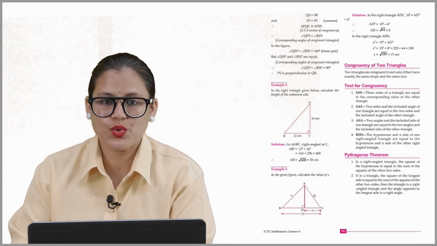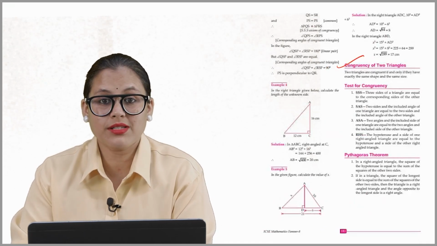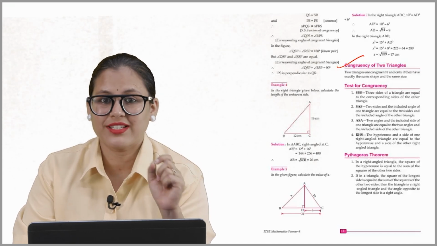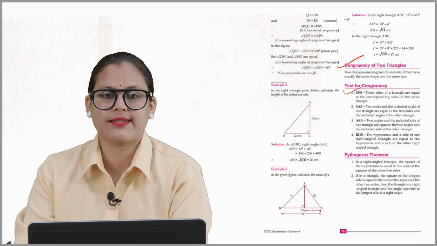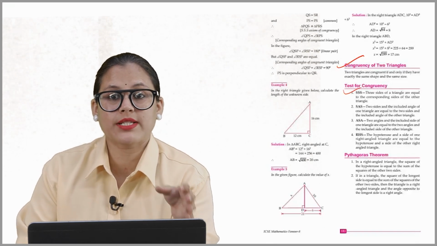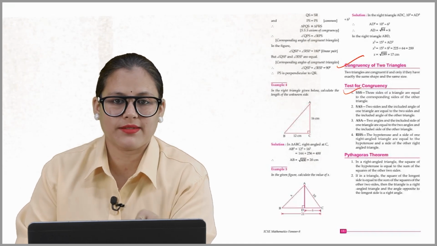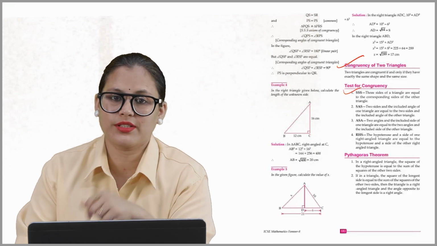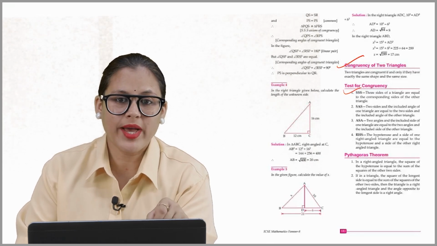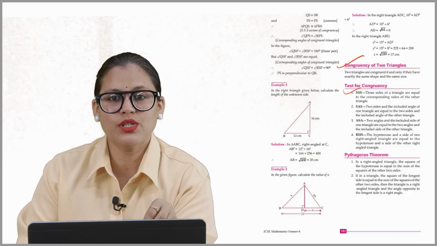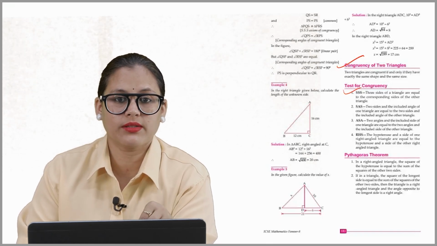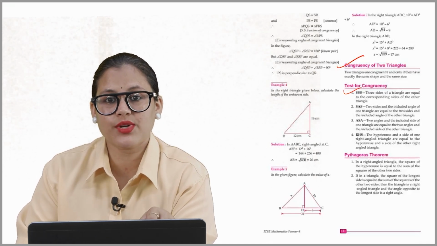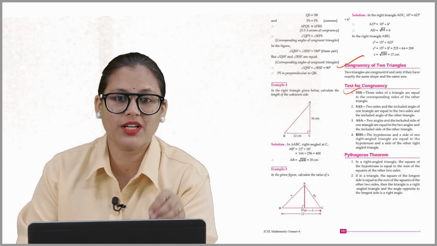Next, congruency of two triangles. Two triangles are congruent if and only if they have exactly the same shape and the same size. Remember that. Test for congruency. Number 1 is SSS. 3 sides of a triangle are equal to the corresponding sides of the other triangle. 2. SAS. 2 sides and the included angle of one triangle are equal to the 2 sides and the included angle of the other triangle. 3rd, ASA. 2 angles and the included side of one triangle are equal to the 2 angles and the included side of the other triangle. 4. RHS. The hypotenuse and the side of one right angle triangle are equal to the hypotenuse and the side of the other right angle triangle.